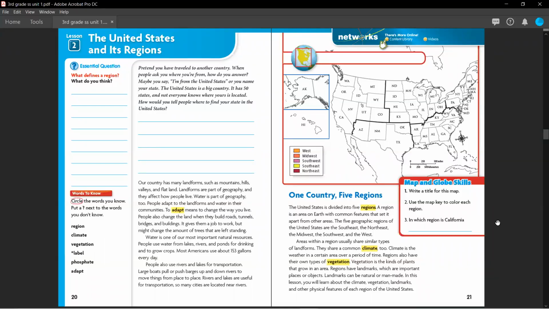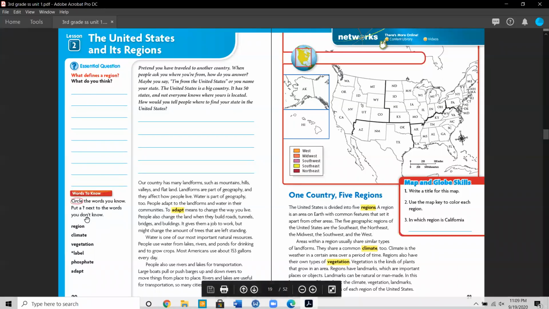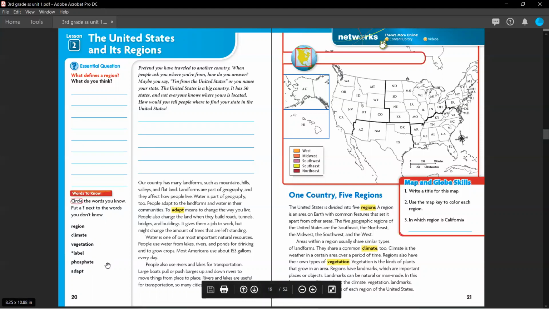Now, before we start, I want you to go ahead and answer your essential question right here in the corner. It says, what defines a region? What do you think? So what do you think it is that makes a certain area become a region or make us refer to it as a region? Once you've completed that, I want you to go down here to words to know and circle the words that you know, put a question mark next to the words that you don't know. So there's no right or wrong answer in this section. I just want to know what you think up here and to get an idea of the words that you're already familiar with. If you don't know any of them, that's okay as well. You can put a question mark next to all of them if you need to.